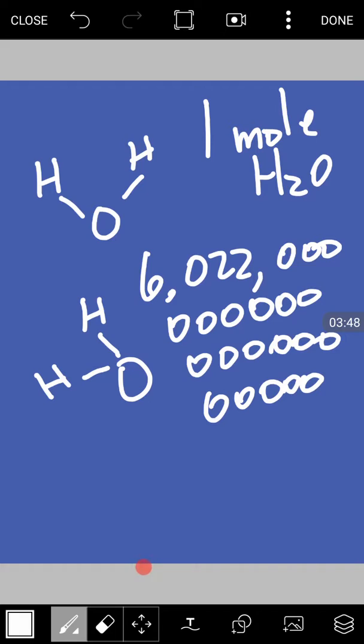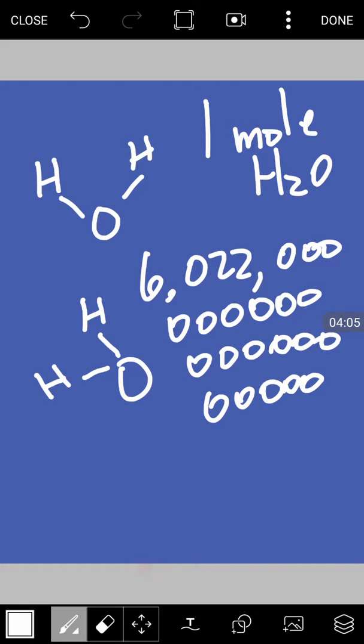That's how many molecules of water you're going to need, or atoms of anything, if you have 1 mole of it. So for water, you're going to need approximately that many molecules of water just to have what we call 1 mole of water. So that is a lot of molecules of water.